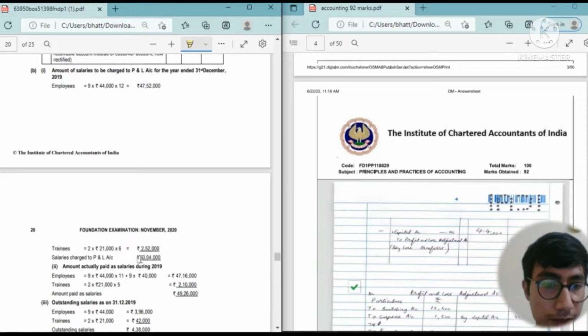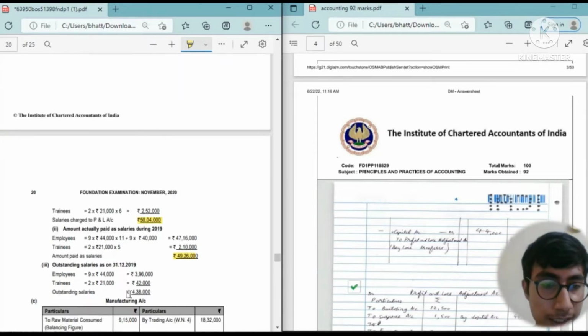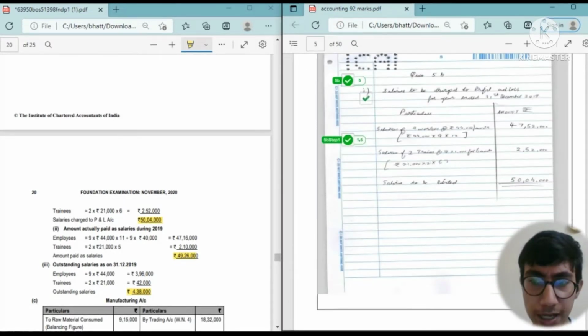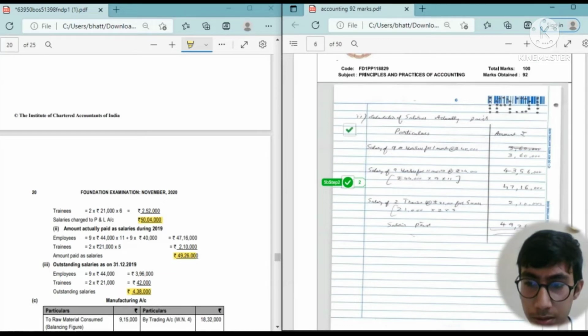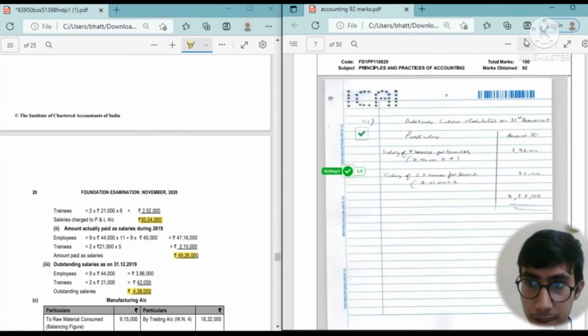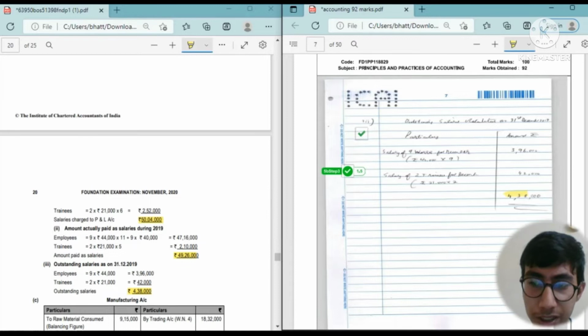Then the second question asked us three things: amount of salaries to be charged, total amount was 50 lakh 4,000; then amount actually paid as salaries, 49 lakh 26,000; then outstanding salaries. You can check my amounts which are matching: 50 lakh 4,000, 49 lakh 26,000, and 4 lakh 38,000. Some bifurcation they had done, so I got full marks here too.